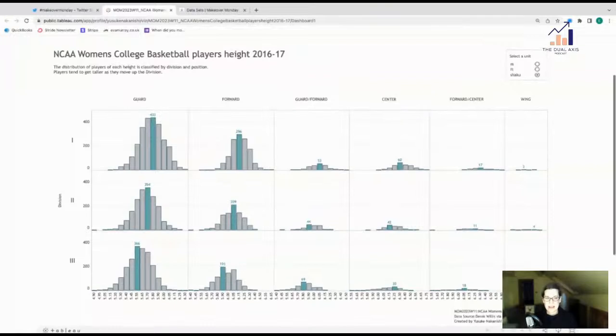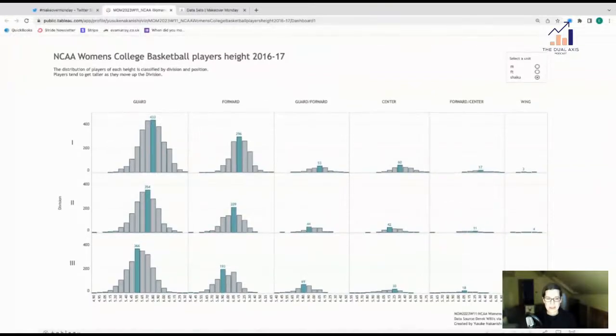So this one is created by Yusuki Nakanishi, NCAA Women's College Basketball Players Height, 2016 to 2017. So here you can select a different unit. I'm going to select meters because I don't do things in feet. I'm through and through a metric system kind of person. I find that very logical, easy to relate to. It's what I grew up with.